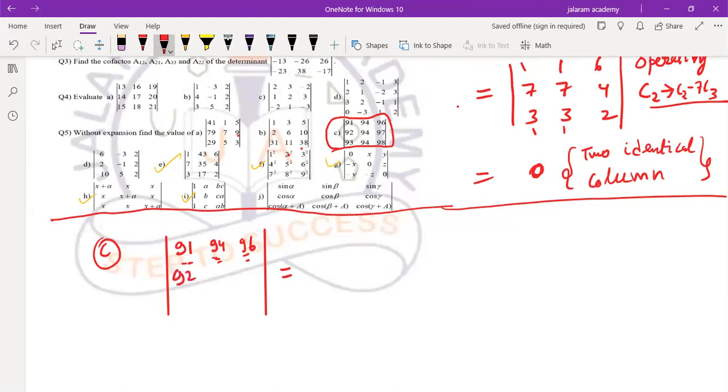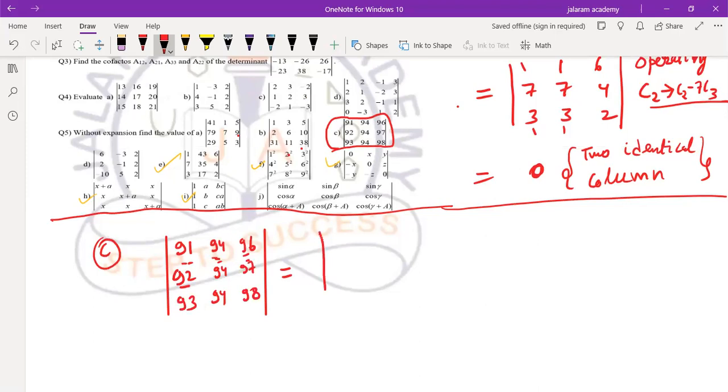Then if you write the next row, 92, 94, 97, again think about the differences between the corresponding elements of the two rows. If we subtract 91 from 92, 1. 94 minus 94, 0. 97 minus 96, 1 only. So it looks better. 93 minus 92, 1. 94 minus 94, 0 again, and 98 minus 97, 1 again. So it is giving the same elements.